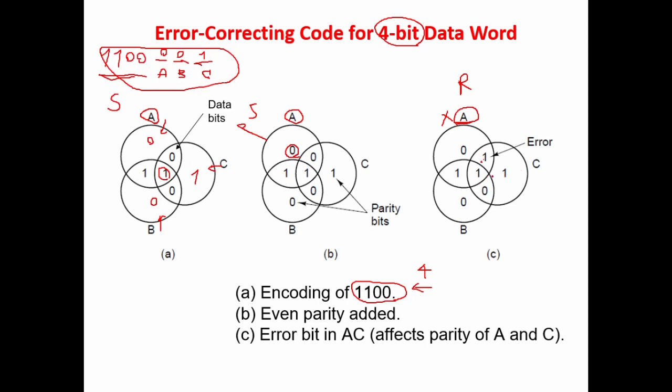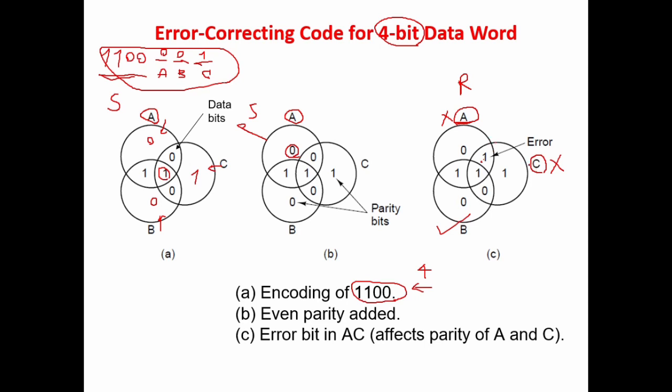What about C? Again, for C here, 1, 1, 1 is odd. So again, there is a problem here, a red flag. But what about B? B has 1 and 1, which is 2, so this is okay. So the receiver now knows that the circle corresponding to parity B is fine. This is already even. But for A and C, there are some problems.